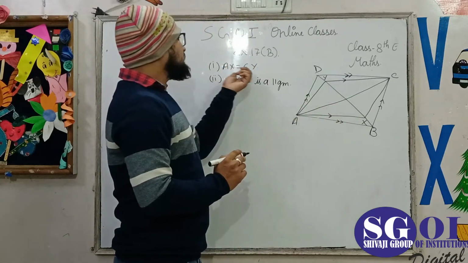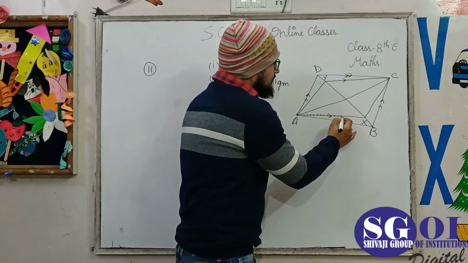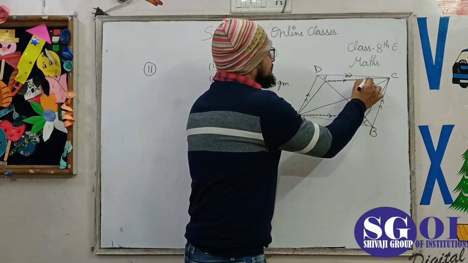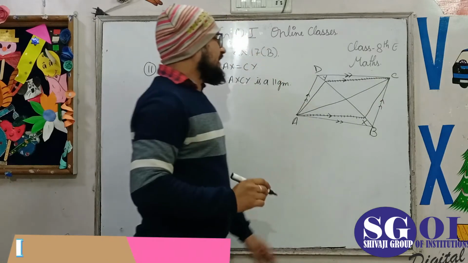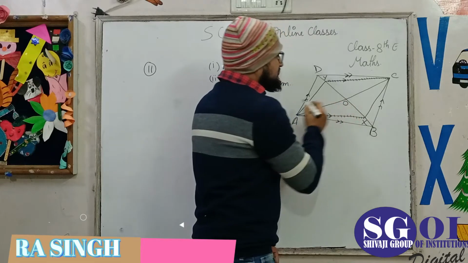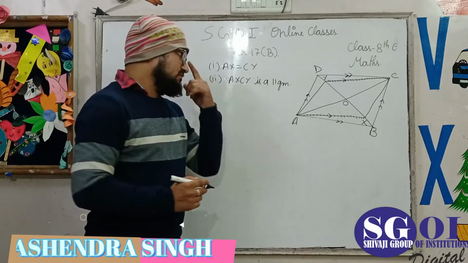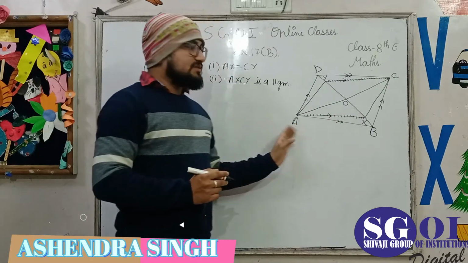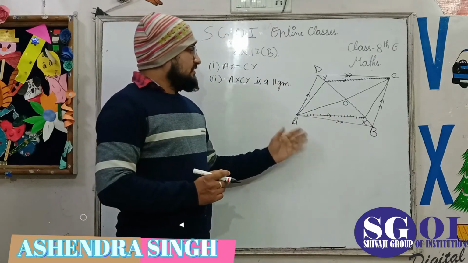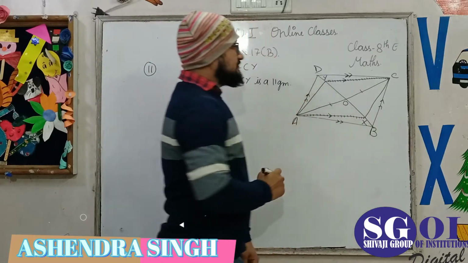So if you have to prove AX is equal to CY, first of all look for those sides. This side is AX and this side is CY, and we have to prove that these two sides are equal. Suppose we assume that this is point O, where the diagonals AC and BD are intersecting each other. It has already been given that ABCD is a parallelogram, and we know that the diagonals of a parallelogram bisect each other. Therefore, this side will be automatically equal to this side.